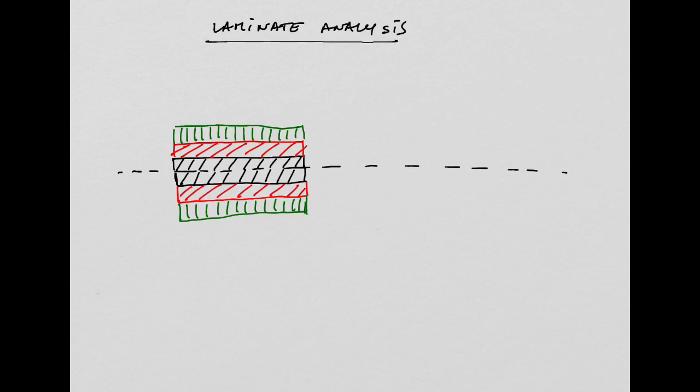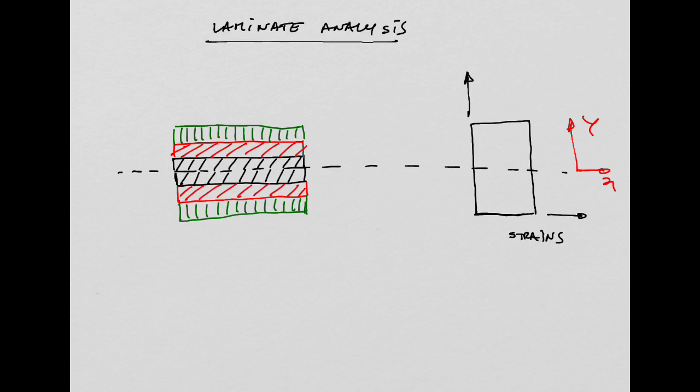Now, if this is my global coordinate system, x, y, and I impose a strain to the laminate in the global coordinate system, that strain is going to be the same strain for all plies. They will all have the same strain. Imagine I'm stretching my laminate, so all plies will be stretching in the x direction by the same amount.